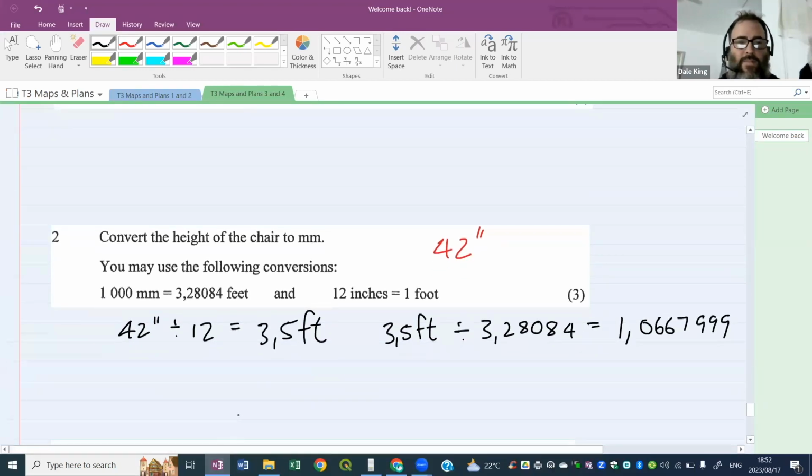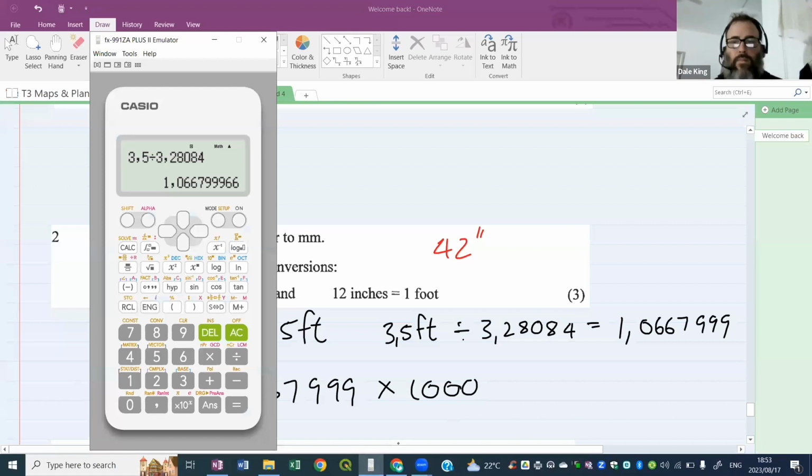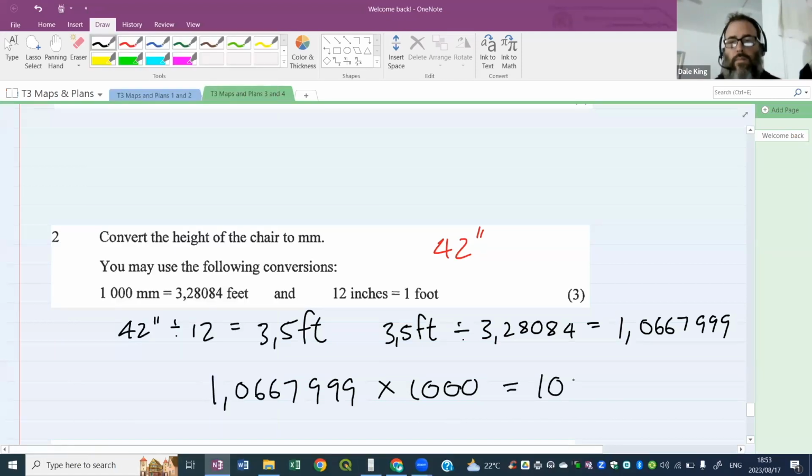Now what you do is... now I think you have to multiply by 1,000 to get millimeters. We multiply by 1,000 now. Yes, so 1,0667999 times 1,000. That gave us 10667,79. Basically, if you round it off, it's 1066,8. All right, and only now we round off. Very good. So it's 1066,80 millimeters.